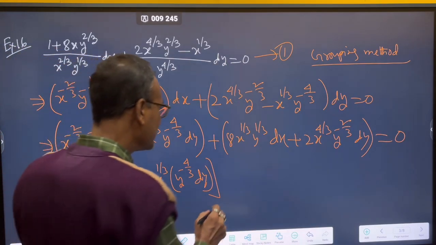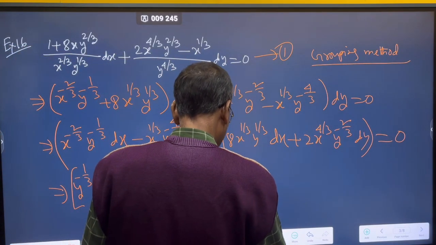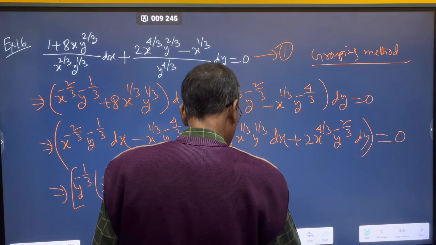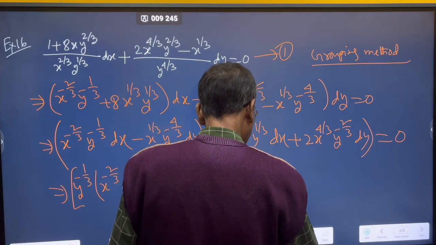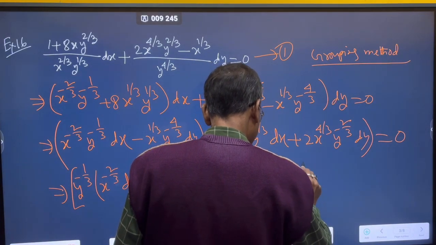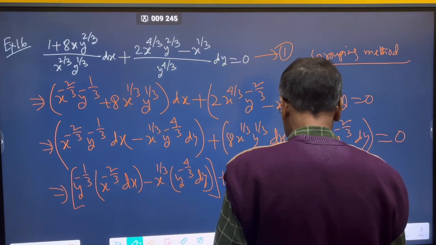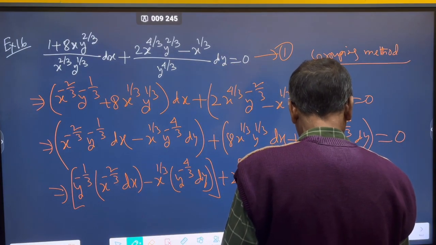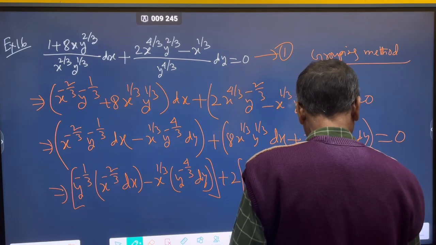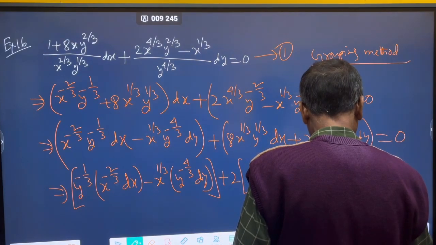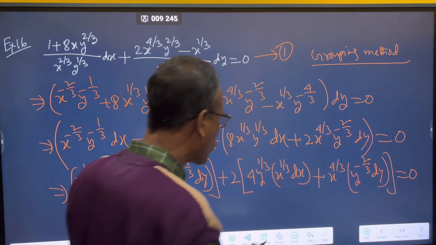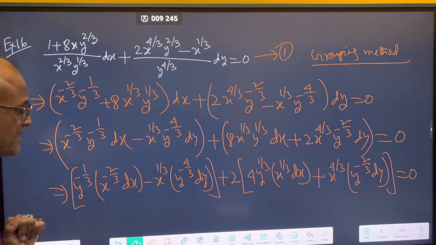You may write like this, plus you may take 2 common: 4 y to the power 1 by 3, x to the power 1 by 3 dx plus x to the power 4 by 3, y to the power minus 2 by 3 dy. This is equal to 0. You may write like this.